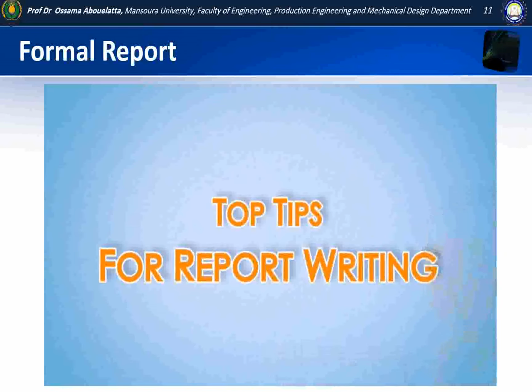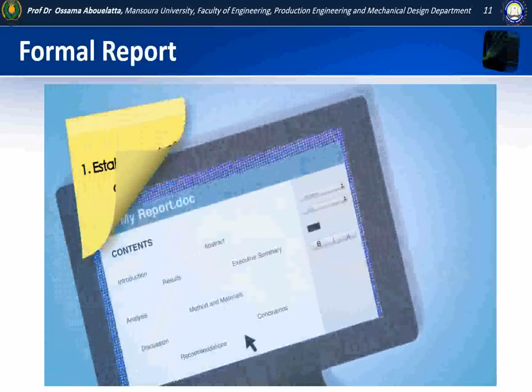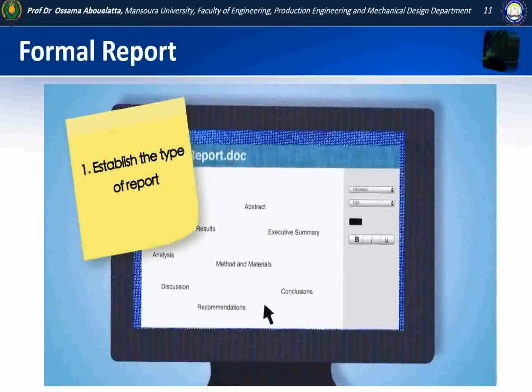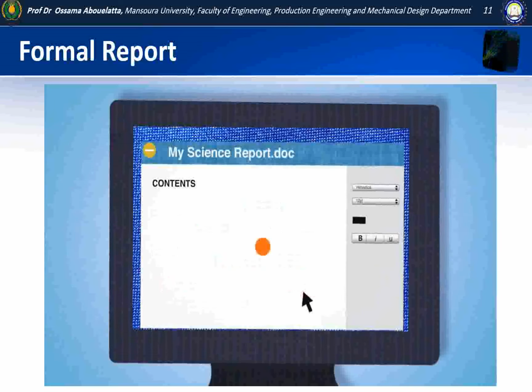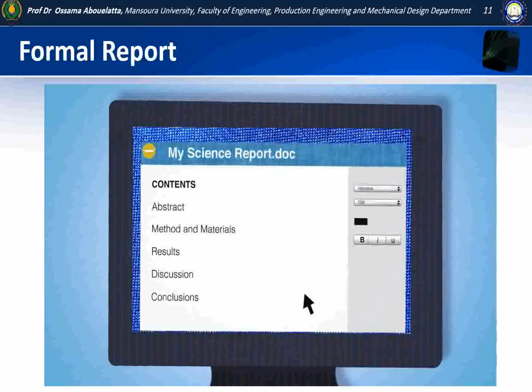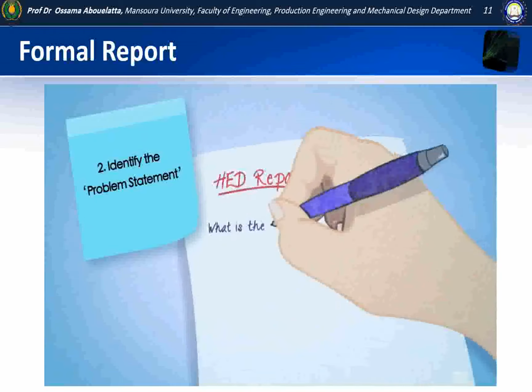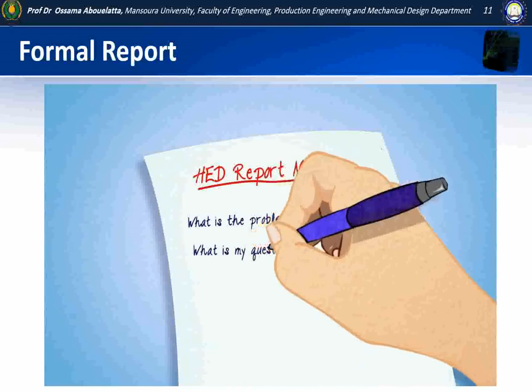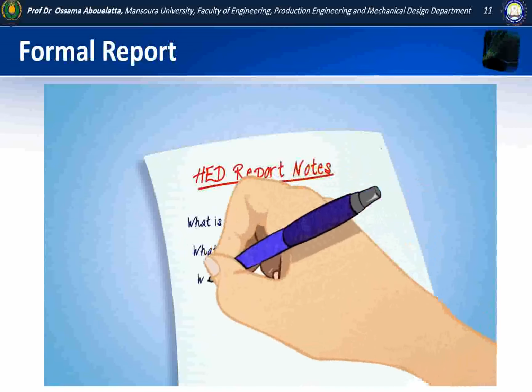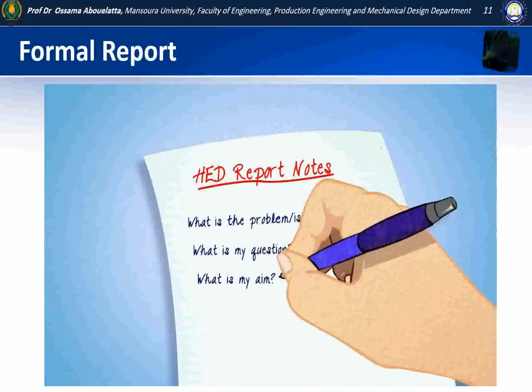Here are some tips for writing good reports. Analyze the brief to establish which type of report you need to prepare. Depending on the type of report, there are different ways to organize and sequence the information. Identify the problem statement, which is the central question, hypothesis, or problem you're investigating. Follow this with some research questions or aims for your investigation.